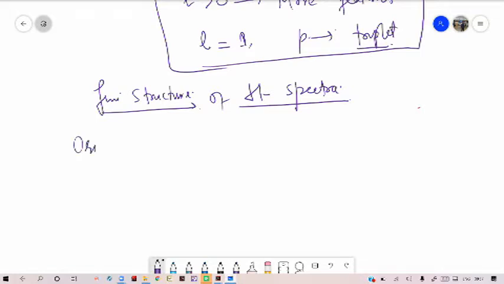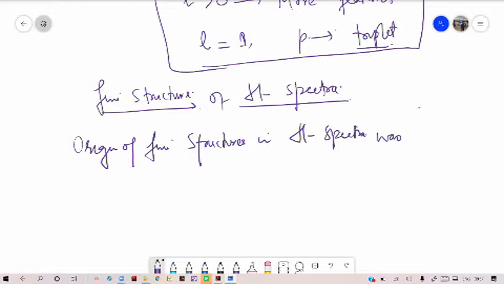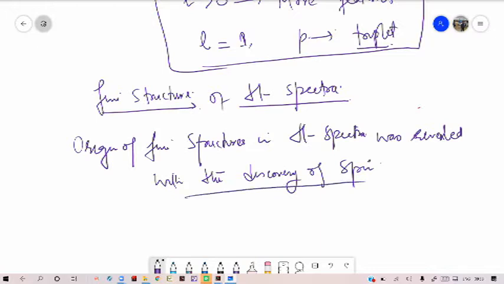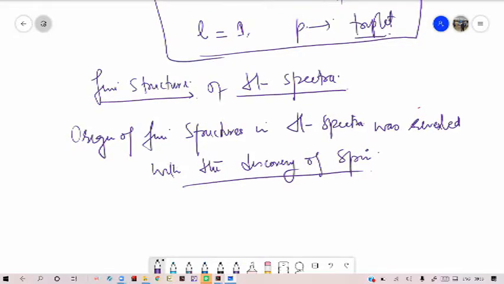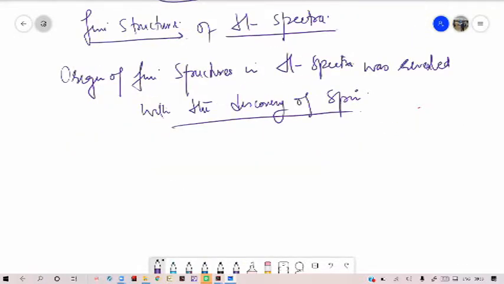So the origin of fine structure in the hydrogen spectra was revealed with the discovery of spin. Spin was the important factor in explaining the origin of those fine structures, that is, the doublets in the case of the s orbit, where l is equal to 0.